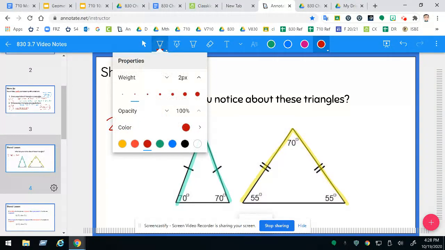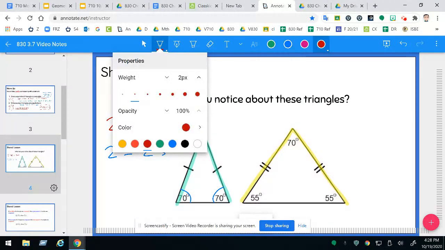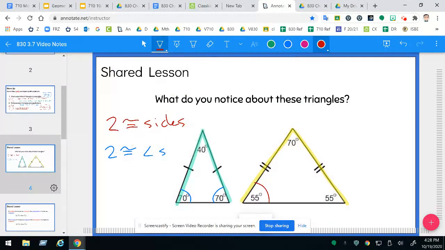I also noticed that each triangle has 2 congruent angles, right? We got these 2 angles that are 70 degrees here, and we also have our two 55-degree angles in the other triangle. Okay. So each triangle has two congruent sides and two congruent angles.